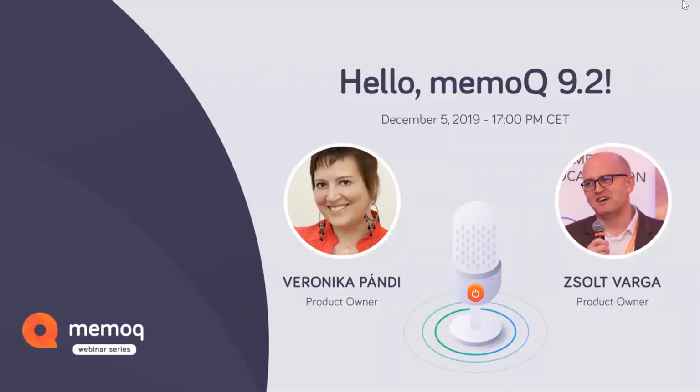Good. Let's see. We have a question that says, I really like the idea of the new pre-translation resource selection feature. I installed a test version of memoQ 9.2 and wanted to try this feature, but the option select TMs and LiveDocs Corpora does not show up. Is there some setting that needs to be changed?